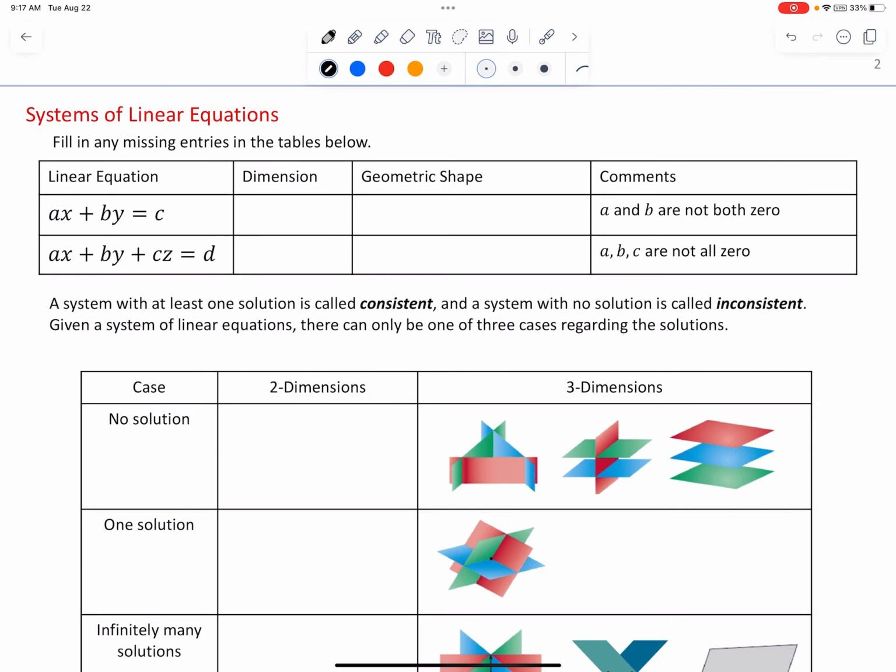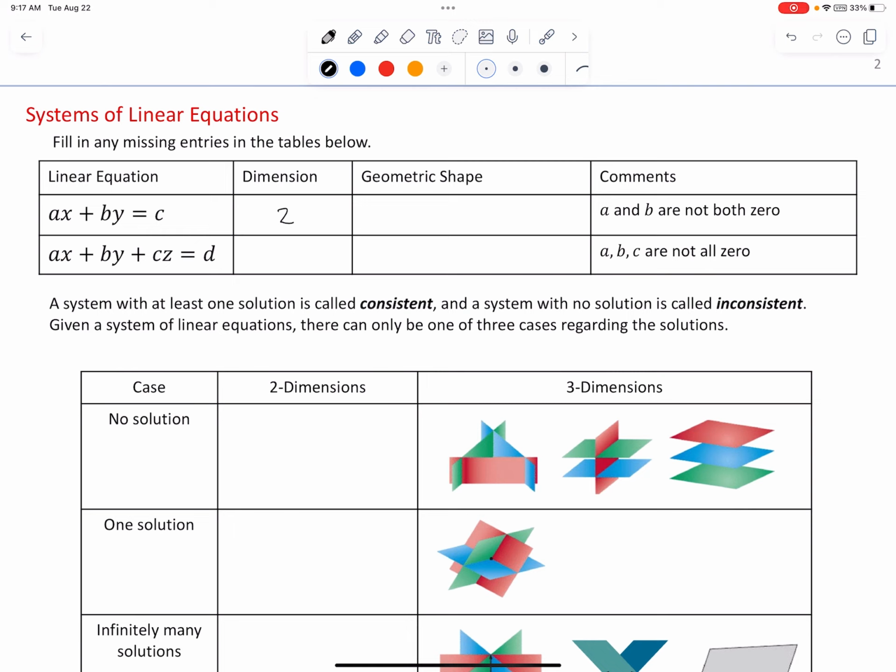When you're working with a linear equation in 2 dimensions, that simply means that we have two variables. So this first example is a 2-dimensional system. We have two variables, x and y. Now, the equation is linear because x and y are each raised to the 1 power, and they are in separate terms. The a and the b and the c can be any real numbers.